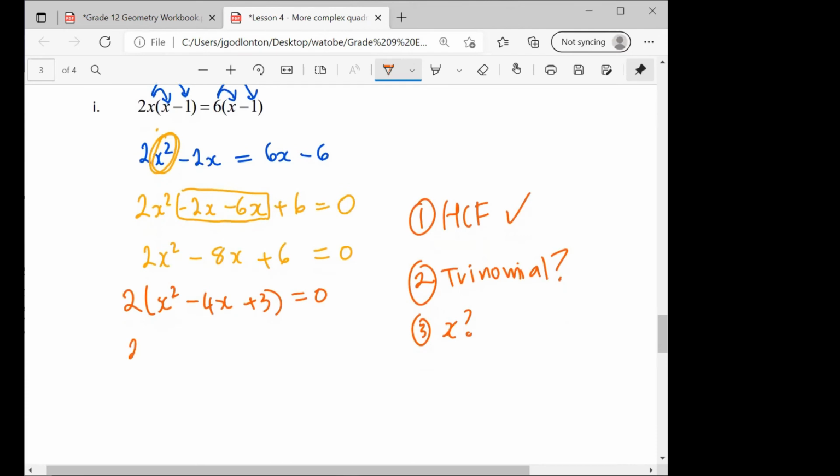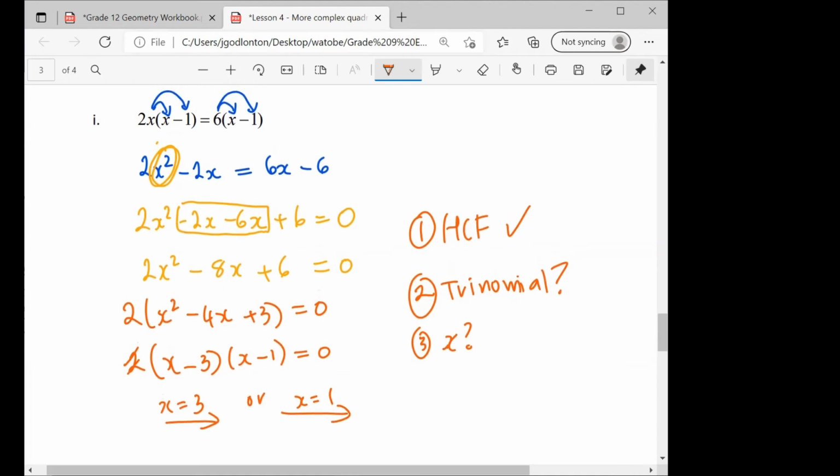Then I'm going to factorize. So I'm going to have x minus 3, x minus 1. The 2 goes away, and so x is 3 or x is 1. Ta-da! How exciting.